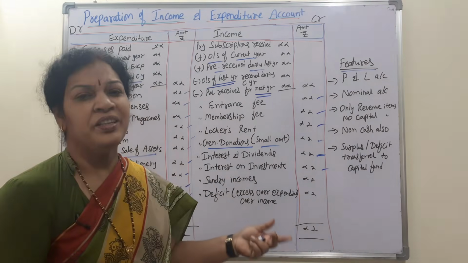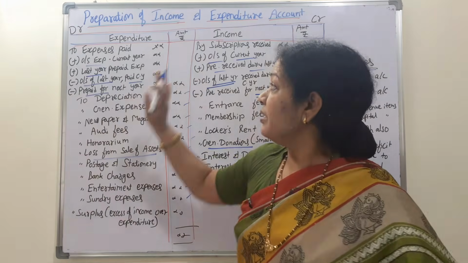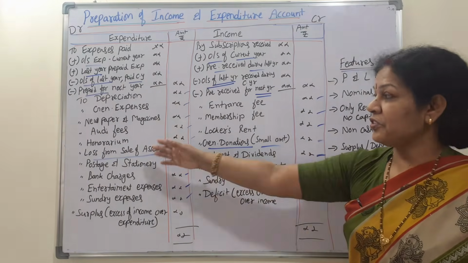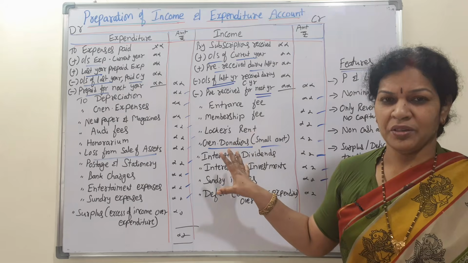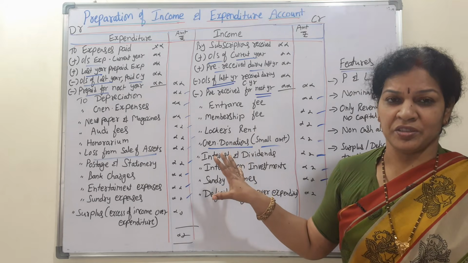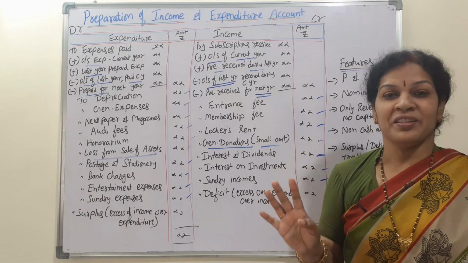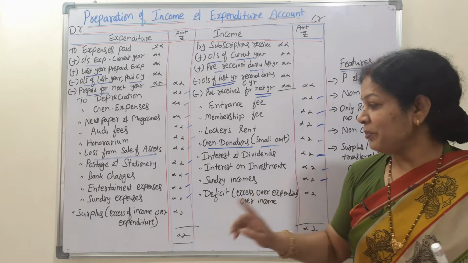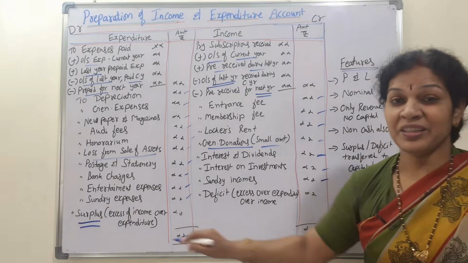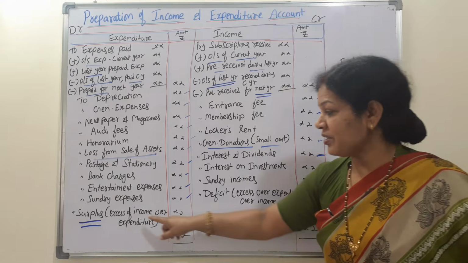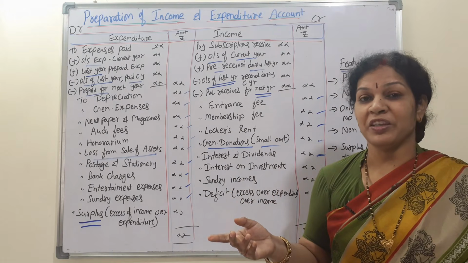Next, sundry incomes, any other incomes. So this is the income and expenditure account: all expenditure on the debit side, incomes on the credit side. At the end of this account we will get a surplus or deficit. Net profit, net loss, in the P&L account, same way. Surplus or deficit. Net profit there we used to get, here we call it a surplus. Surplus means nothing but excess of income over expenditure.